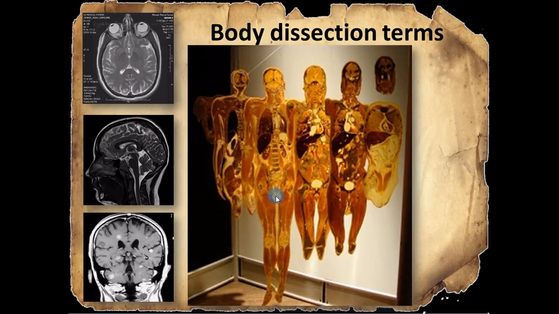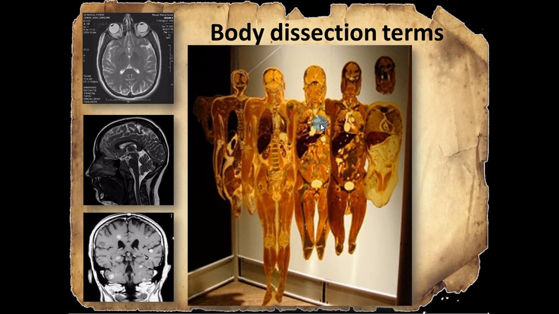Next are body dissection terms. When we cut the body apart, how do we describe those cuts? Here you can see scans, MRI scans, and slices across the body. Here you can see this is from a Body Worlds or Body Works exhibit where they took a body and they sliced it and they spread it apart.